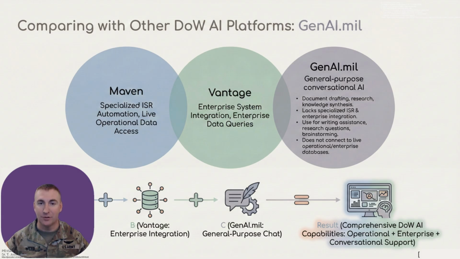GenAI.mil serves a different function entirely. It's general-purpose conversational AI for document drafting, research, and knowledge synthesis across DoW. GenAI.mil lacks specialized ISR automation, Maven's strength, and enterprise system integration, Vantage's strength. The critical limitation: Maven and Vantage access live operational and enterprise databases. GenAI.mil does not connect to these data sources.